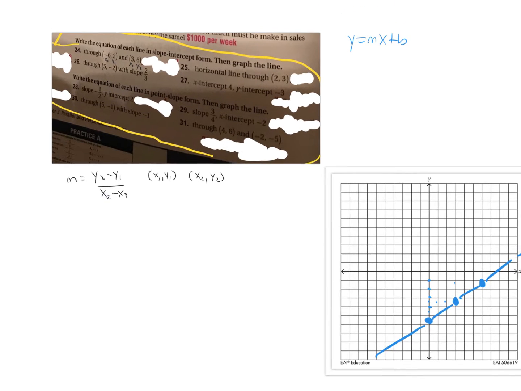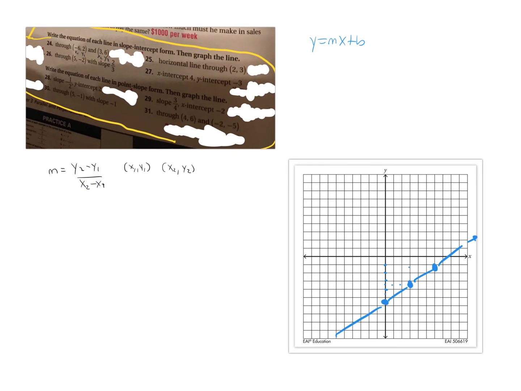Okay, so for problem number 27, I'd say that's the trickiest one. They give us a couple clues. They say, okay, well, the x-intercept is 4, and the y-intercept is negative 3. Now, what that would mean on the graph is that the x-intercept is 4, so that means it crosses the x-axis here, right? So I'll underline that in red. And we also know the y-intercept is negative 3, so that means it crosses the y-axis right there.